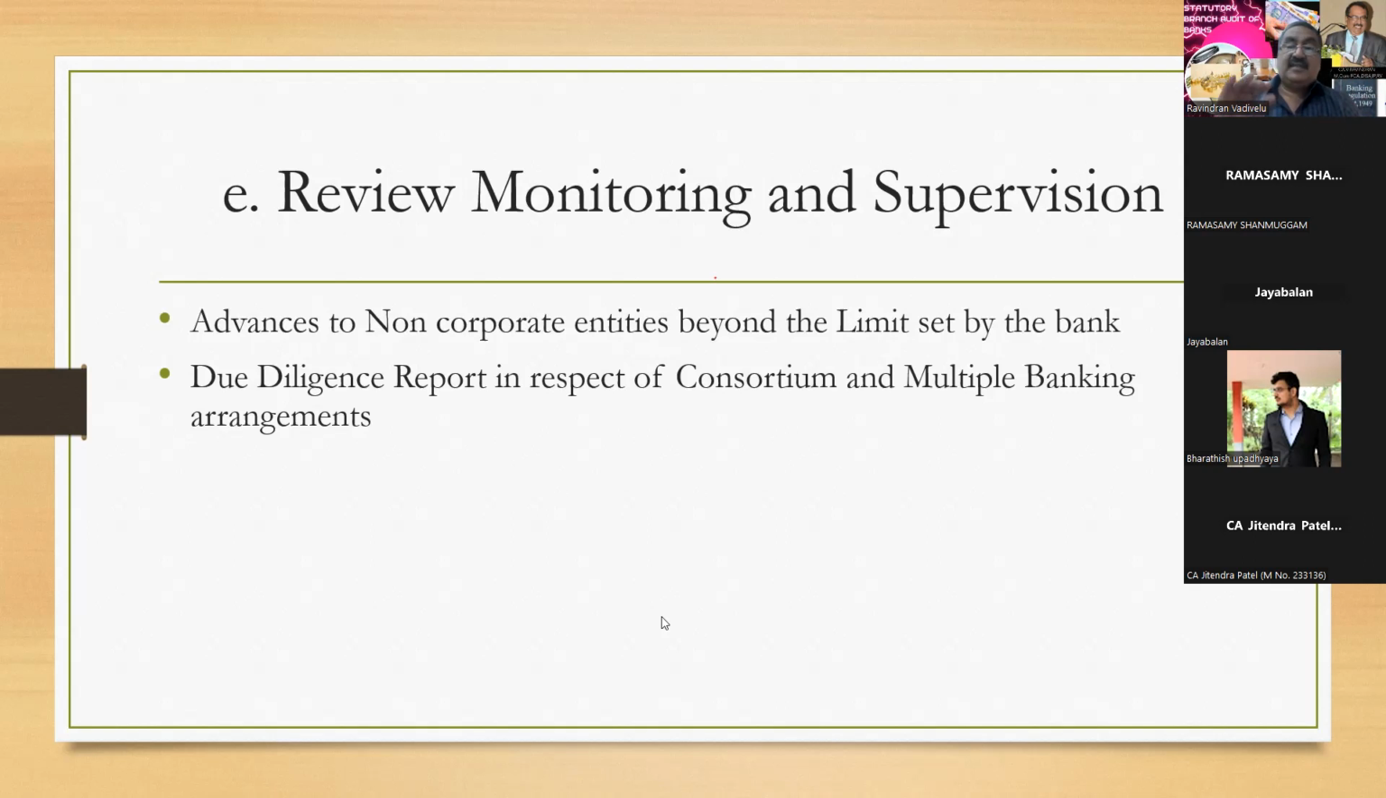That's the problem. If it is reported and known to the other banks, they can recall the loan. Yes, because one cannot finance fraudulent companies. If it is in the list, they definitely recall. Okay, sir, thank you. This is the difference between consortium and multiple banking.